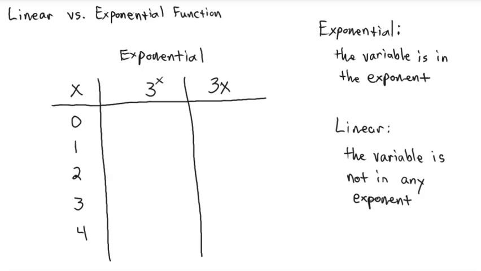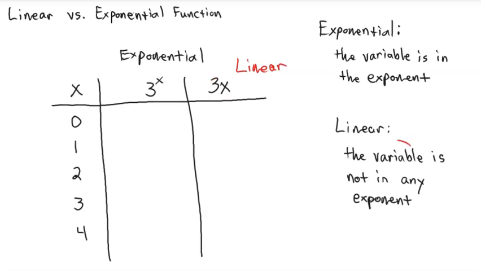Okay. The first thing we're going to say is that in an exponential function, the variable is in the exponent. So here is an exponential function right here. You can see that the x is in the exponent. It's 3 to the power of x. This one, however, is linear. Okay, this is a linear expression.